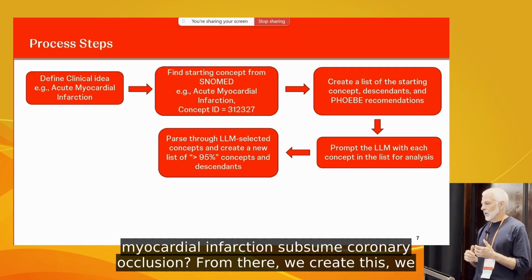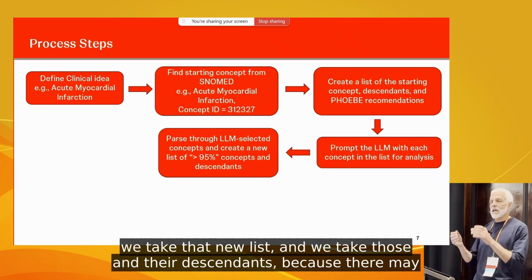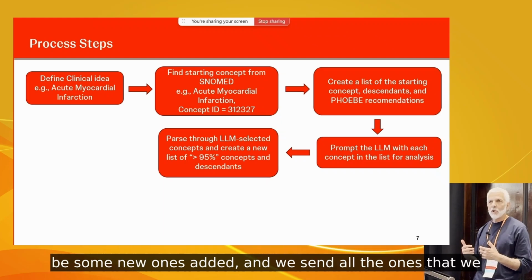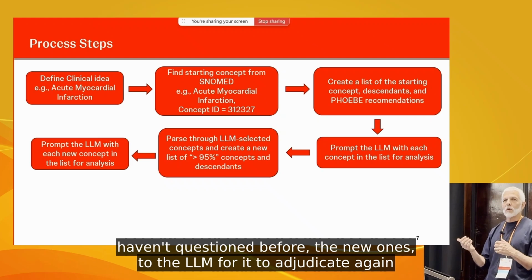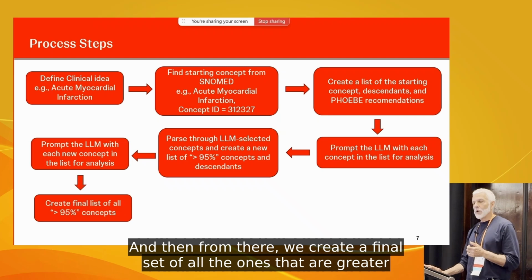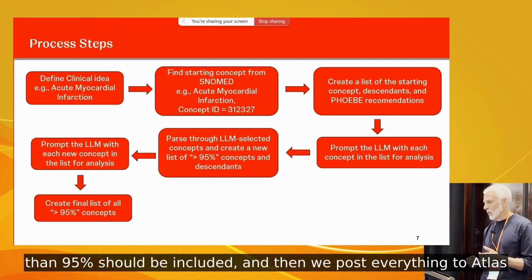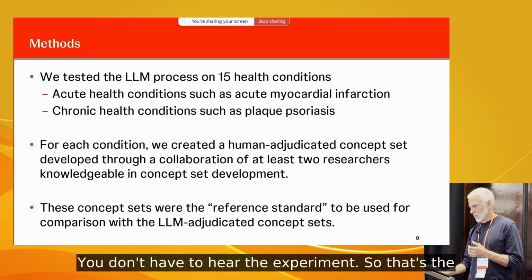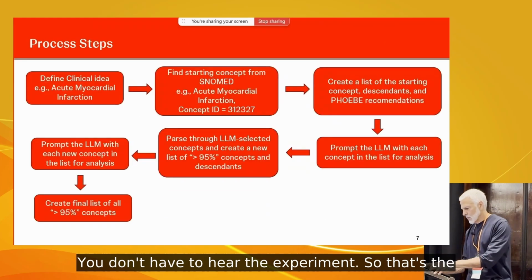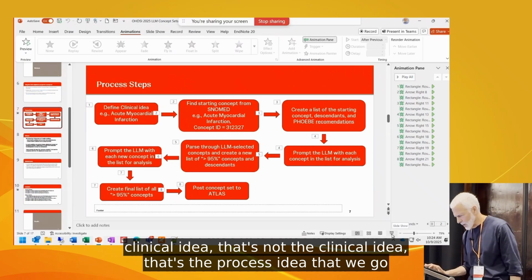From there, we look at all the ones that the LLM said, yeah, you should include these. And then we take that new list and their descendants, because there may be some new ones added, and we send all the ones that we haven't questioned before, the new ones, to the LLM for it to adjudicate again. And then from there, we create a final set of all the ones that are greater than 95% that should be included, and then we post everything to Atlas. So that's not the clinical idea, that's the process idea that we go through.